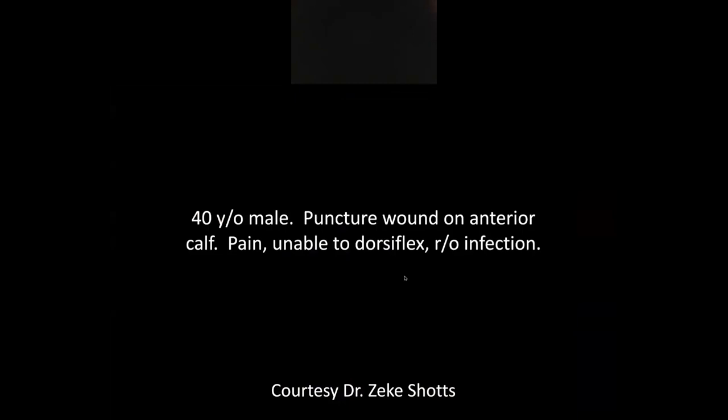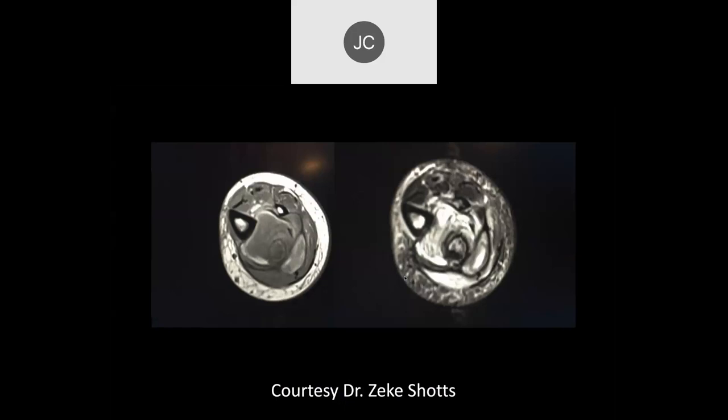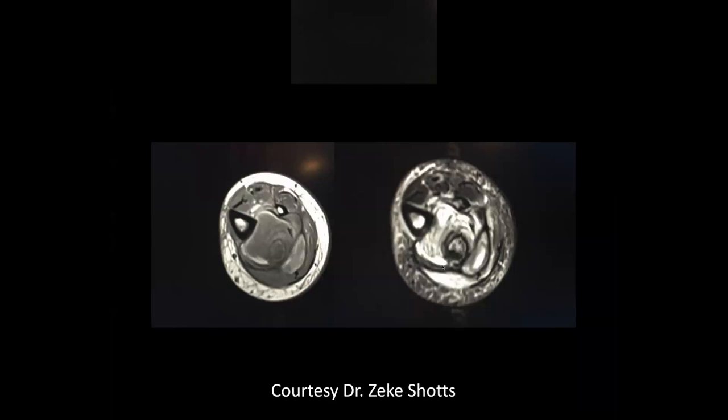Okay, so it's just more muscle on the left side, but the arrow points to the side of the puncture, I guess. Okay, all right. Anterior calf. Okay, here are the axial MR examinations. Diffusely enlarged, that's called compartment edema, increased signal.